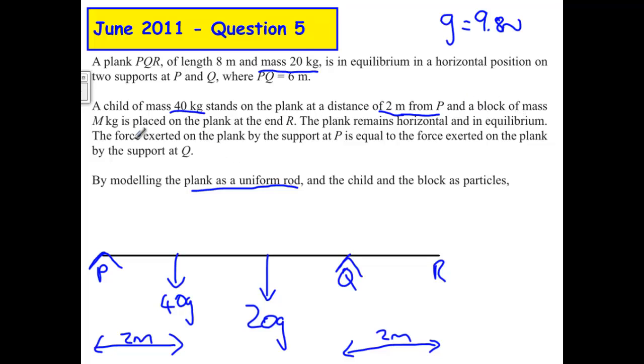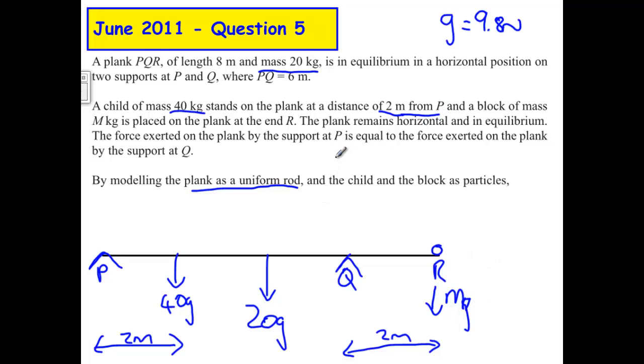And a block of mass M is placed on the plank at R. So if I just draw my block here at the end R, and this creates a downward force. If the mass is M, then the downward force will be M times G. Okay? That's meant to be a G, sorry about that.